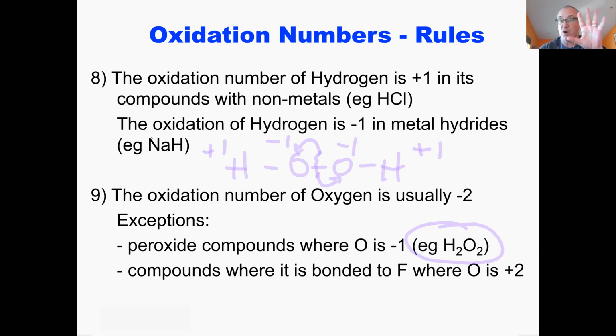So those are pretty much the only two times you're going to see oxygen with an oxidation number of anything but -2. And those aren't going to happen very often.